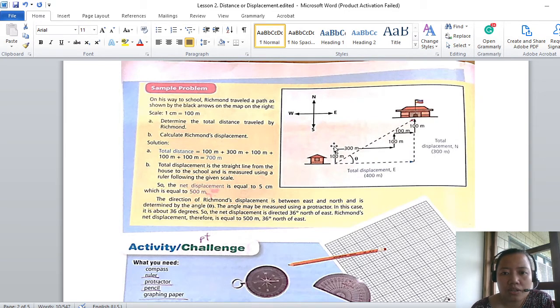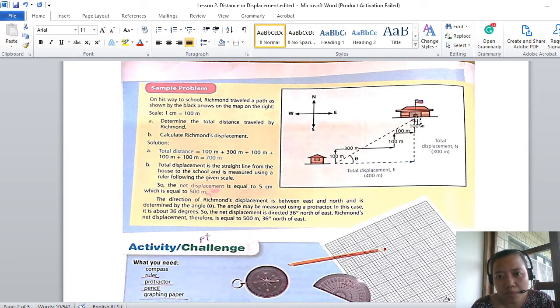So this means this is the total displacement. So in order for us to calculate the total distance, we are going to add 100, 300, 100, another 100, and the last one 100. That results to 700 meters. That is the total distance. Well, the total displacement is this straight line. That means the shortcut way.